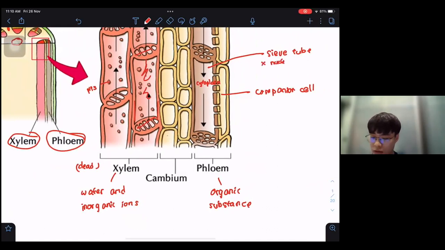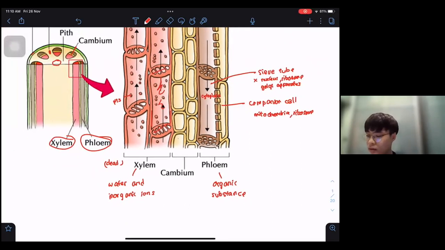But there's no nucleus in the sieve tube as well. No nucleus, ribosomes, and also Golgi apparatus. But there are actually mitochondria and also ribosomes in the companion cell. Why is it? It's because this companion cell has to carry out active transport, so it requires energy from mitochondria to produce ATP.